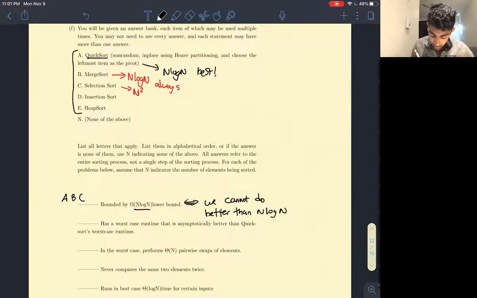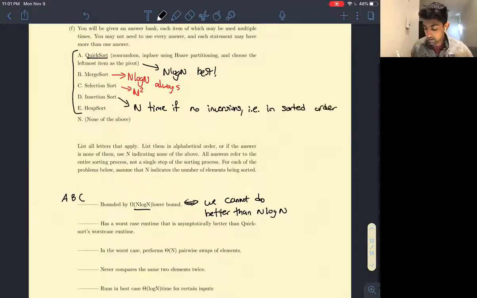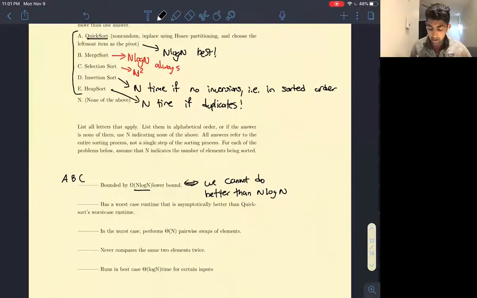Okay, insertion sort can take us n time if no inversions, i.e. in sorted order, right? Okay, and then heap sort can also take n time if there are duplicates. Okay, so with this in mind, we see the only three that actually fit are A, B, and C. Okay, let's move on to the next one.